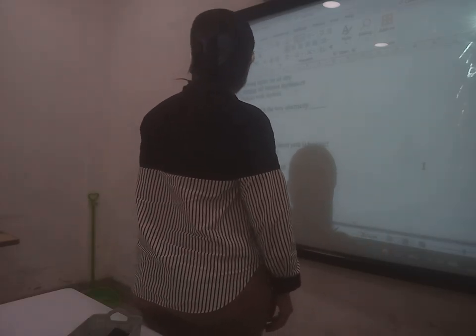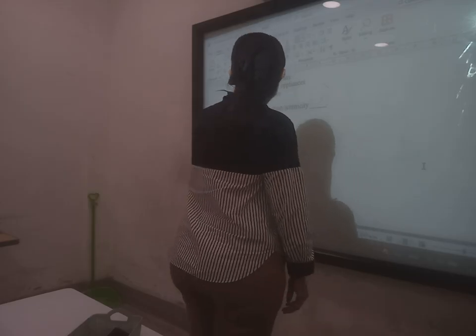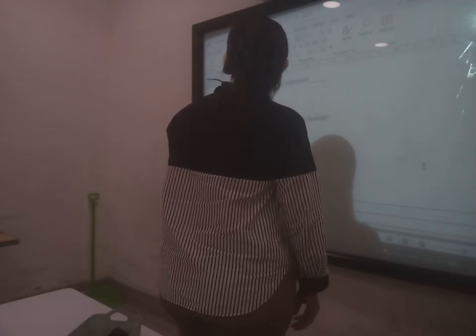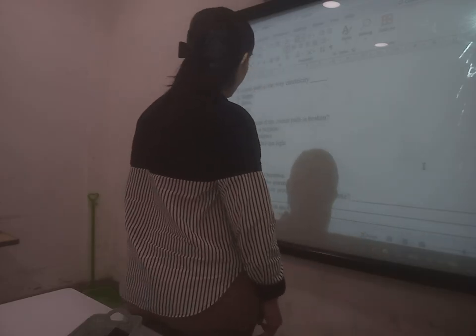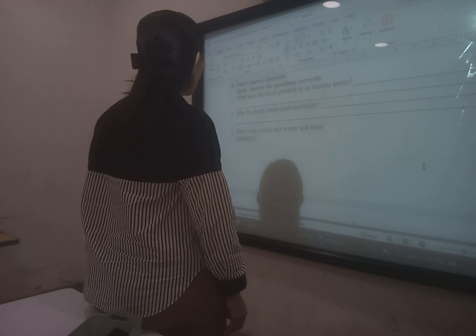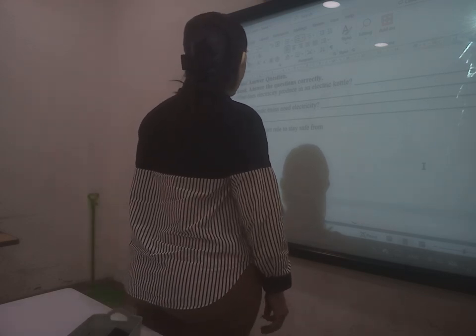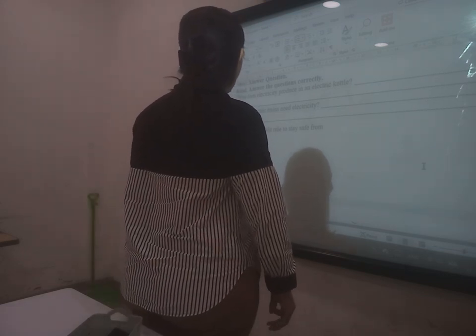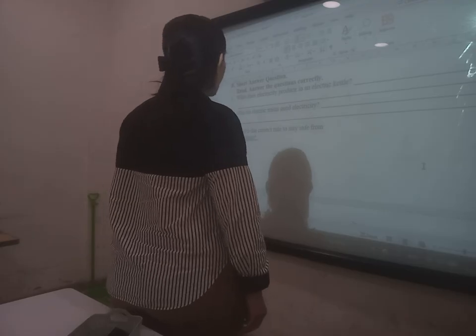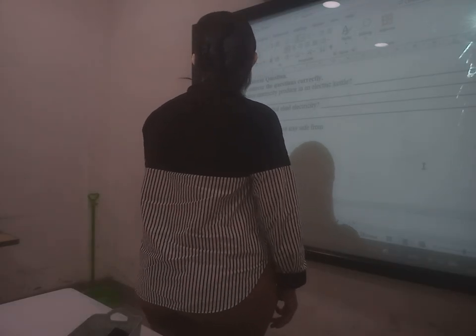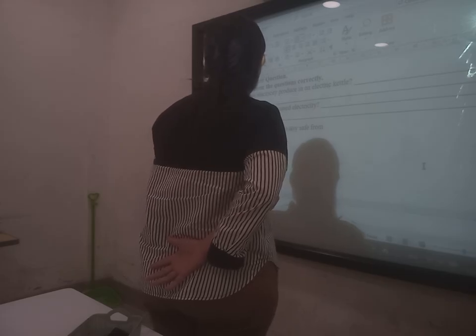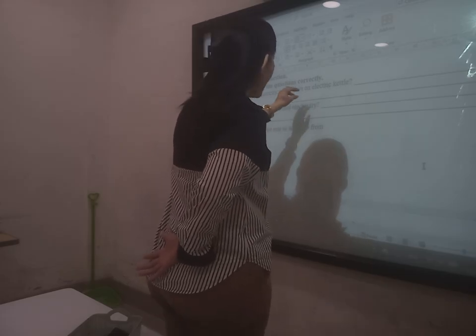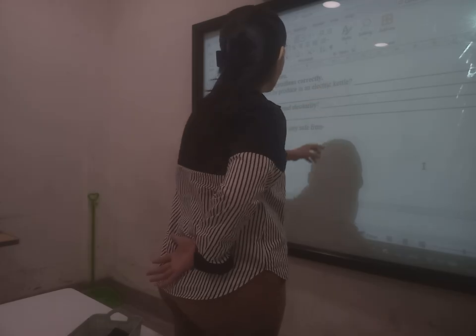A circuit path is the way electricity flows. What happens if the circuit path is broken? C. The bulb doesn't light. What does electricity produce in an electric kettle? Electricity produces heat in an electric kettle.